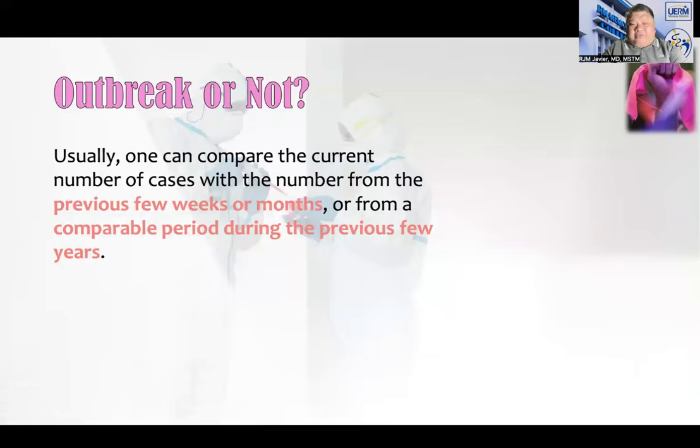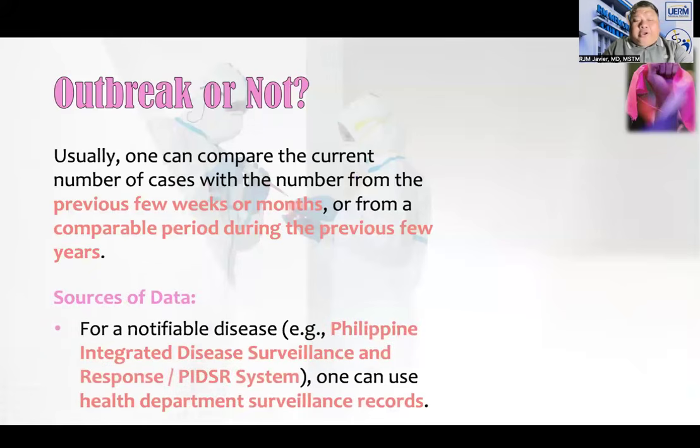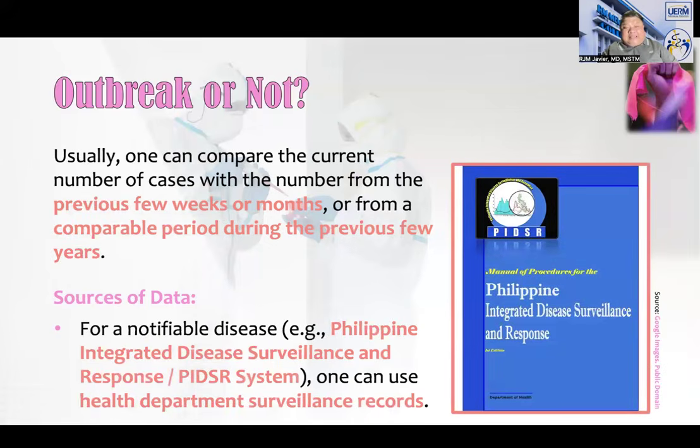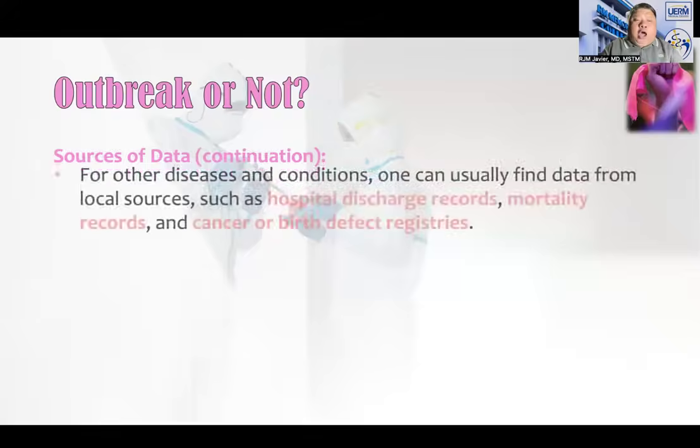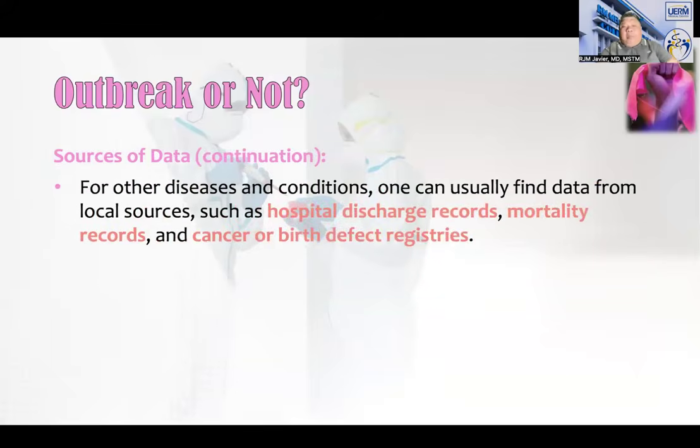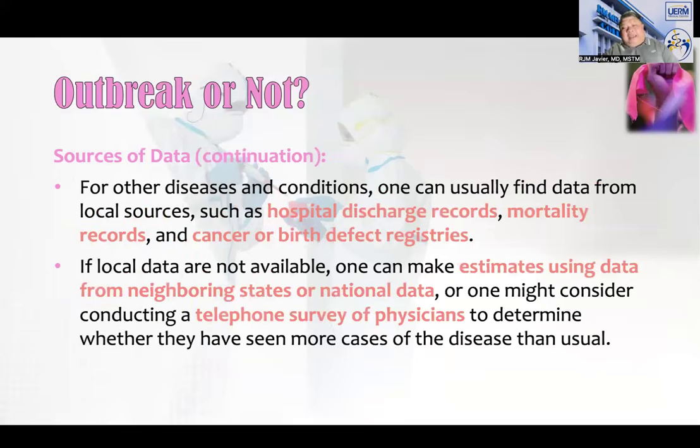Usually, one can compare the current number of cases with the number from the previous weeks or months, or from comparable periods during the previous few years. Or you can look into sources of data. For example, if we are alerted by certain notifiable diseases, then even just a single case would allow us to be more critical in assessing whether or not an outbreak truly exists. Other diseases and conditions can also come from hospital discharge records, or if you review existing registries, including mortality records, or if the local data are not available, you can make estimates using data from neighboring states or national data, or one might consider conducting phone interviews of doctors who might have already encountered similar cases.